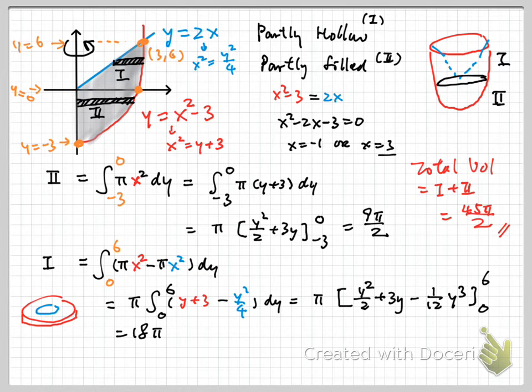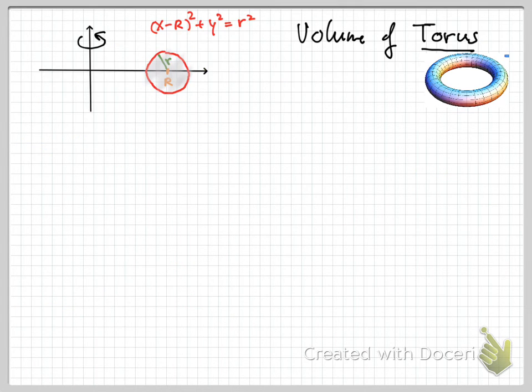So this is the second example here. Now, there's a third and final example. We want to investigate the volume of a torus. The torus is a circle, but it is revolved about the y-axis. So it's kind of like the shape of a ring, but it is circular. Now the distance to the center of the hole is capital R, but the radius of the ring itself is a small r.